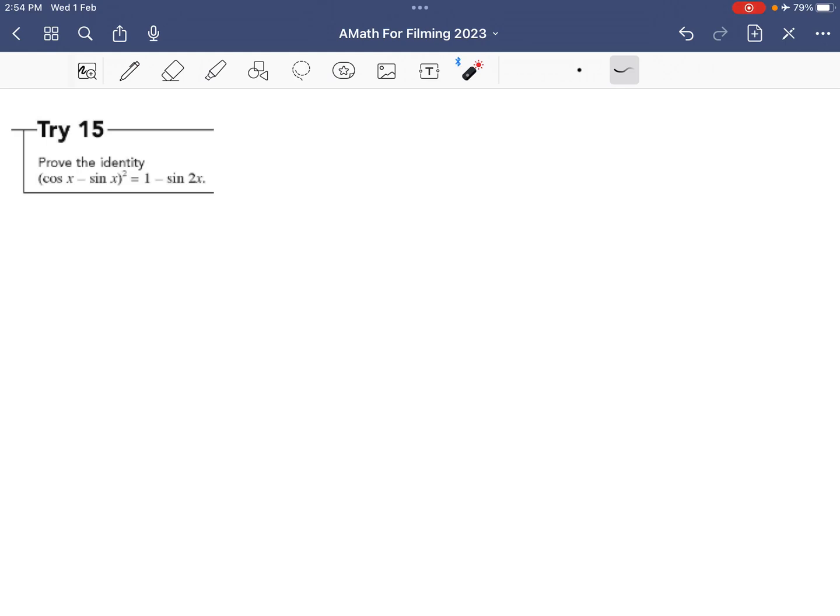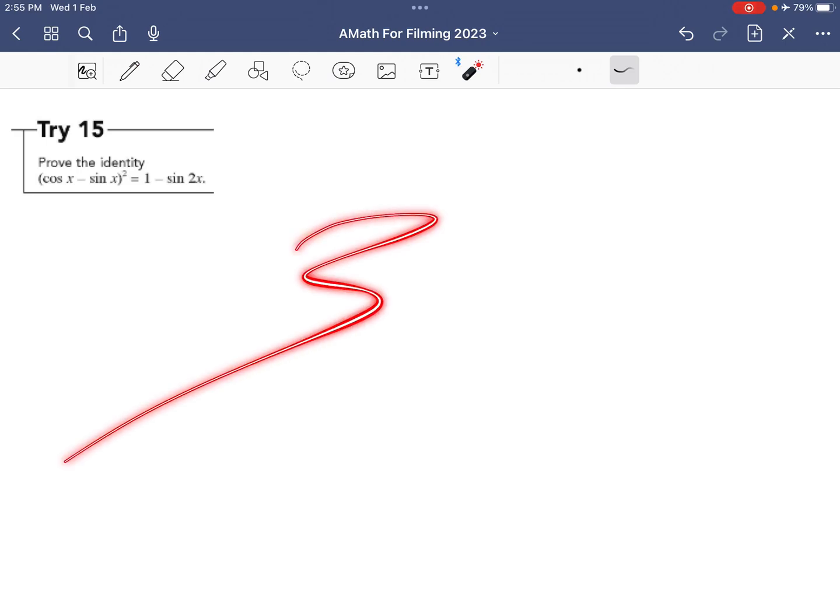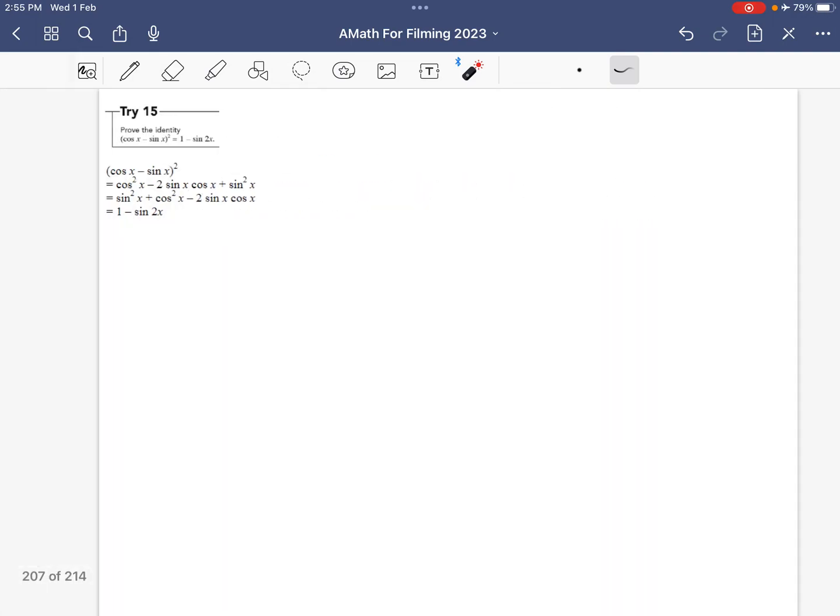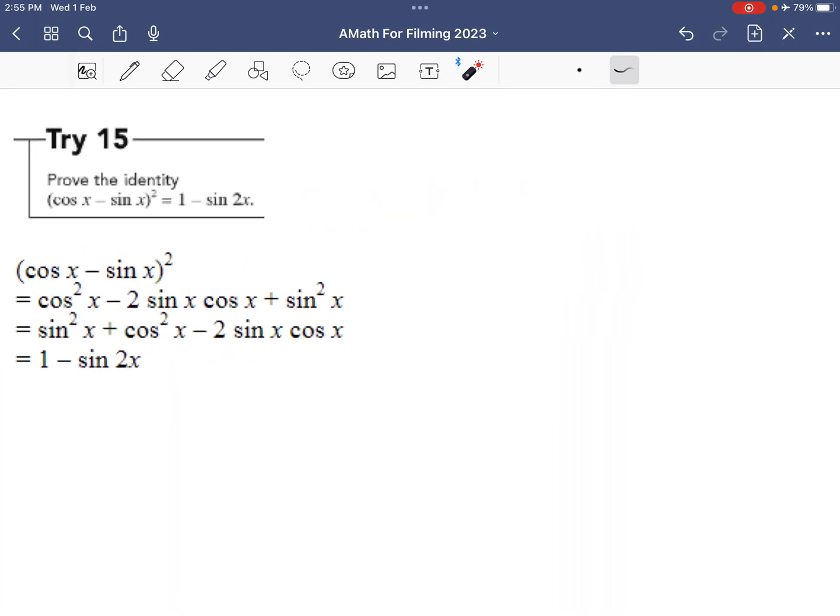Please try Try It 15 and I will show you the answers in a short moment. 3, 2, 1. Try It 15. What we have done here is I start from the left hand side, so I've left out that term from the left hand side itself.